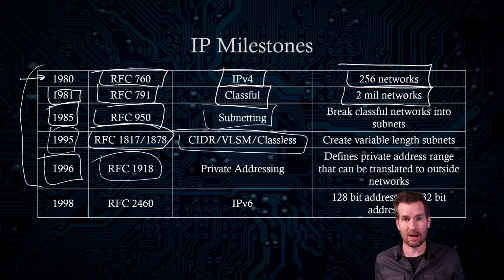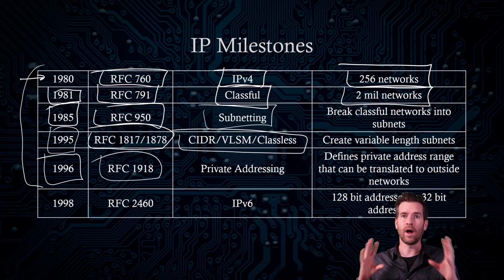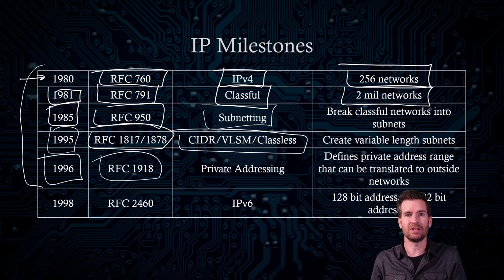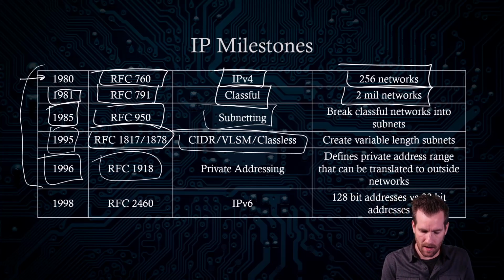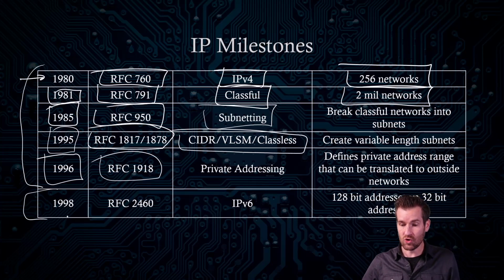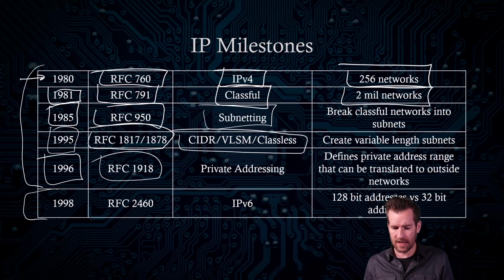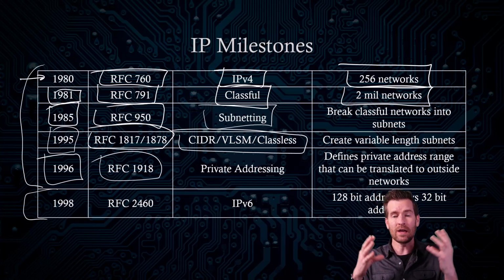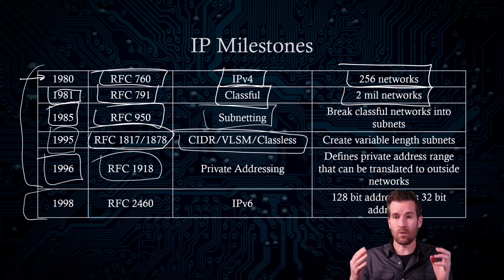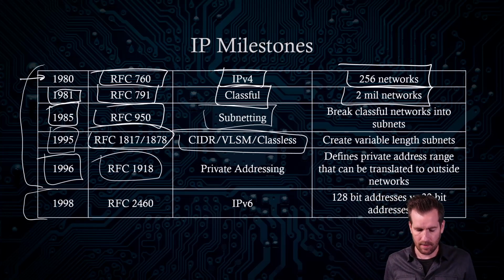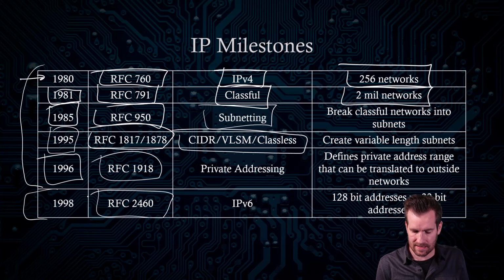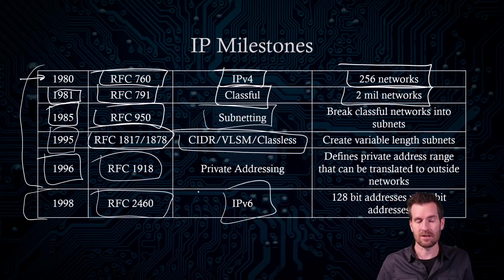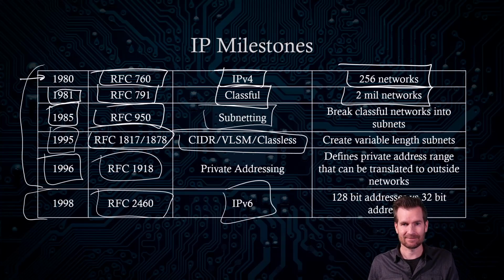And at some point in time, we just realized we need way more addresses, and everything is becoming addressable and has some sort of network address on it. So that's when we came out with IP version 6, where we go from 32 bits to 128 bits, which makes that address space so incredibly large that it will last us for a long time. And that's RFC 2460, one of the first ones to define IP version 6.